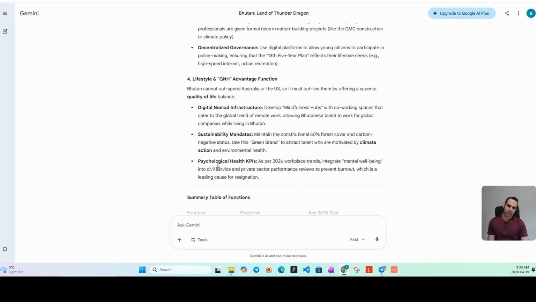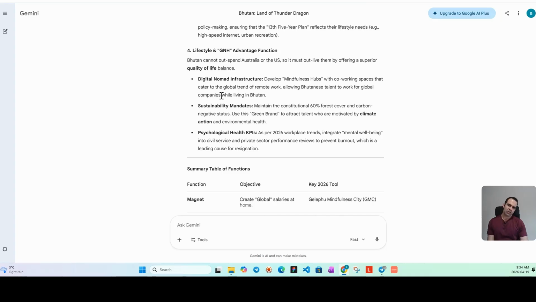Lifestyle and quality of life advantage function. Bhutan cannot outspend Australia or the US, so it must outlive them by offering a superior quality of life balance. Digital nomad infrastructure: develop mindfulness hubs with co-working spaces that cater to the global trend of remote work, global Bhutanese sustainability, and psychological health. So it's about the quality of life there.